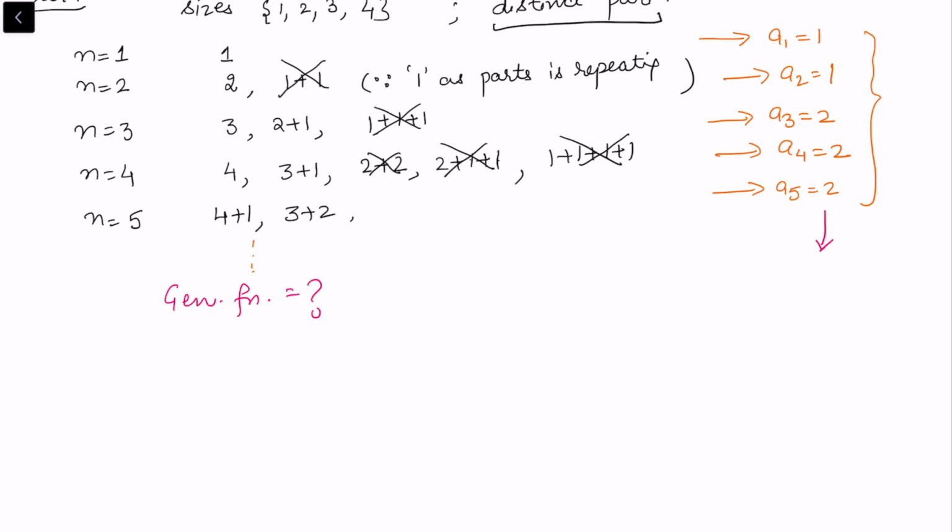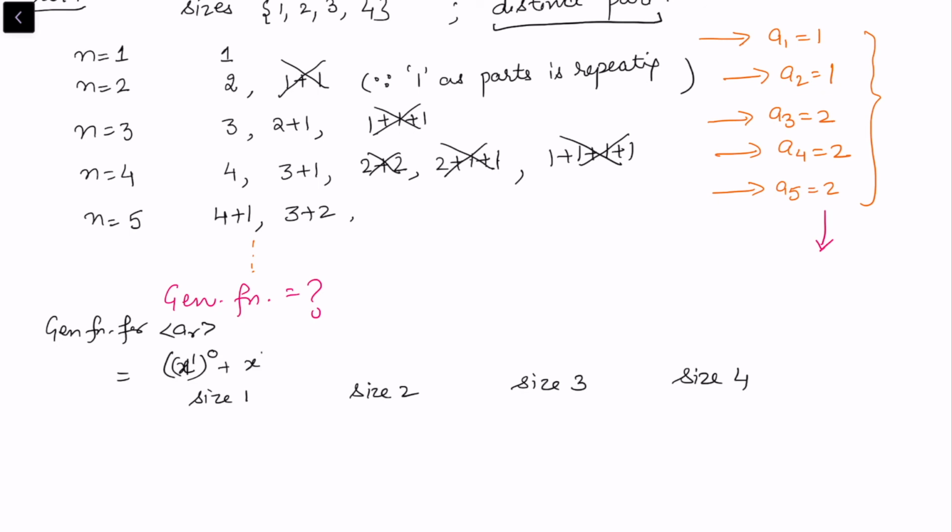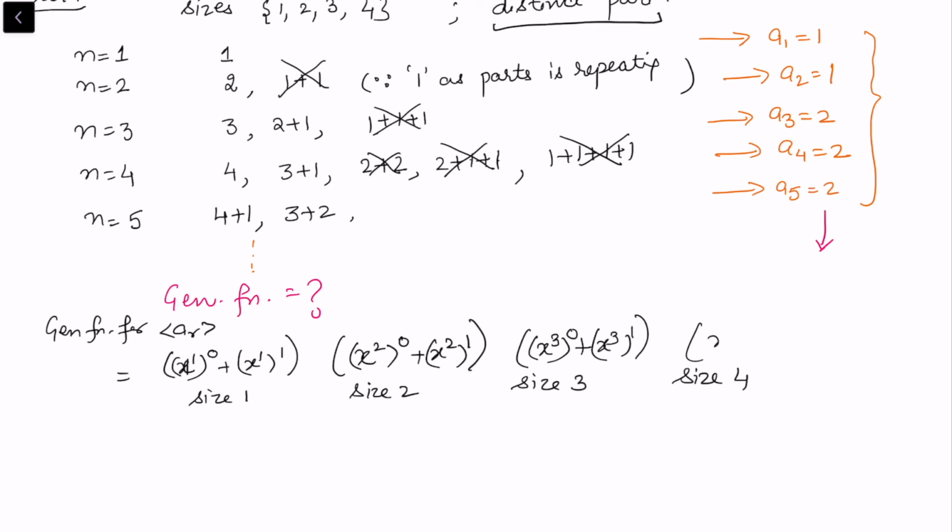There are 4 part sizes, so we will write the generating function for the sequence a_r, for the part size 1, and then for the part size 2, and then for the part size 3, and for the part size 4. Now if 1 is not repeating, so this is x raised to power 1 not coming, x raised to power 1 coming once, that's allowed, x square not coming, x square coming once, x cube not coming, and x cube coming once. Similarly, x to the power 4 not coming, and x to the power 4 coming once.